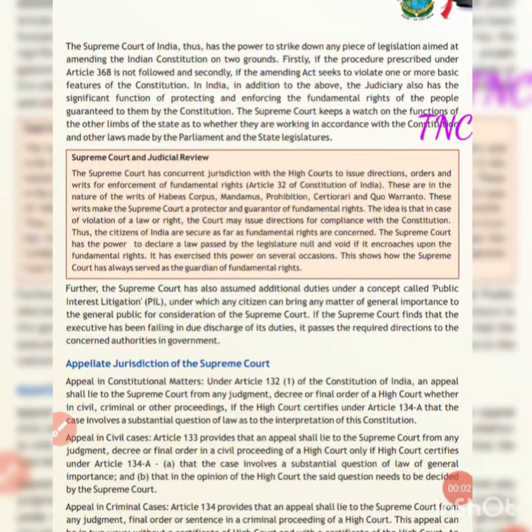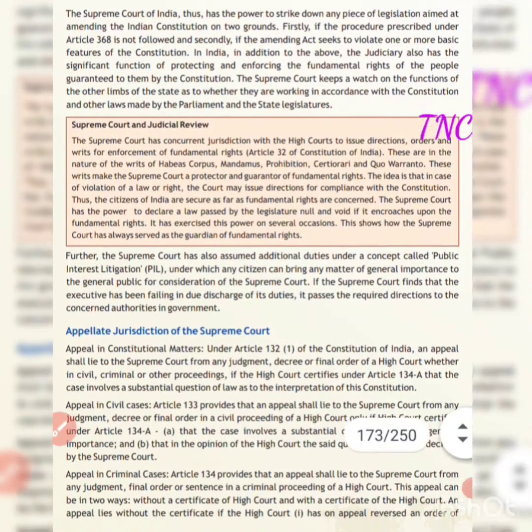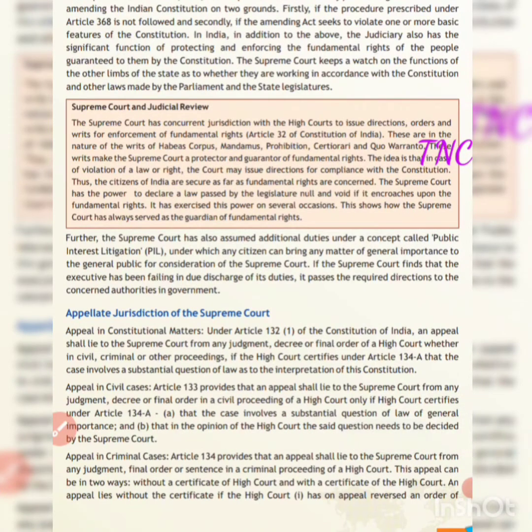Hello everyone, let's begin. So we left at appellate jurisdiction. We left till here, and I have to begin from appellate jurisdiction of Supreme Court.